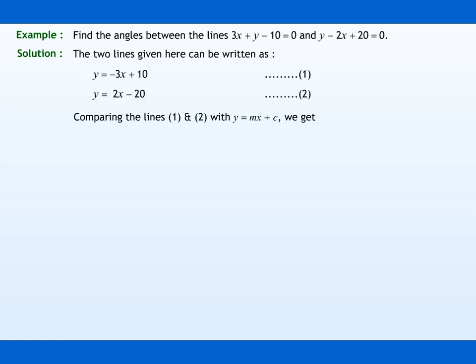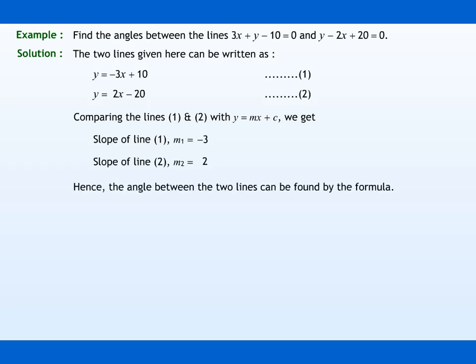Comparing the lines 1 and 2 with y is equal to mx plus c, we get slope of the line 1, m1, is equal to minus 3 and slope of the line 2, m2, is equal to 2. Hence, the angle between the two lines can be found out by the formula tan theta is equal to modulus of (m1 minus m2) whole upon (1 plus m1 into m2).